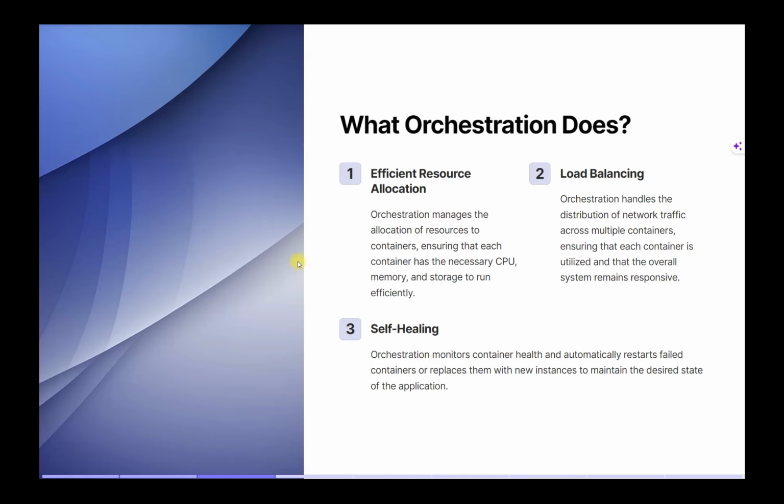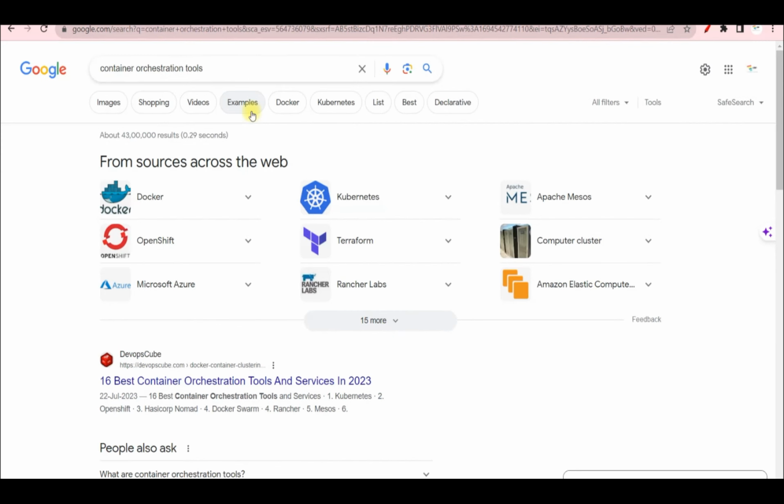Now it's time to talk about some famous container orchestration tools. If you go to Google and search container orchestration tools, you will see the list we discussed yesterday in our session, like Docker, Kubernetes, Apache Mesos, OpenShift, Rancher, Microsoft Azure. These are the famous container orchestration tools, and they provide the features we already discussed.